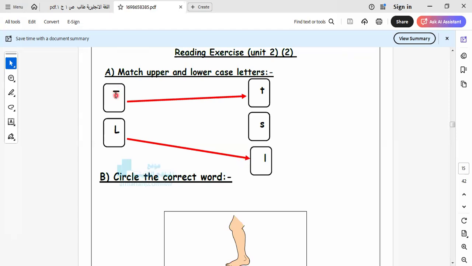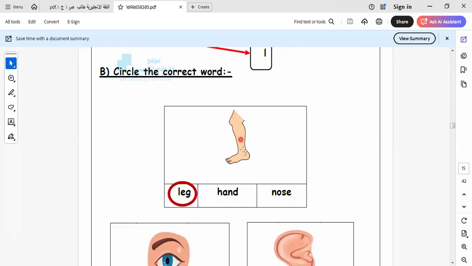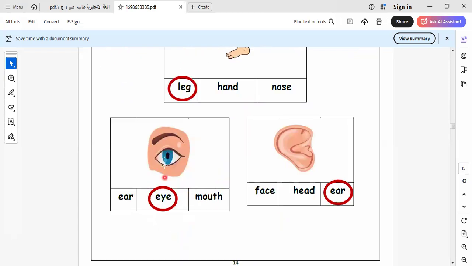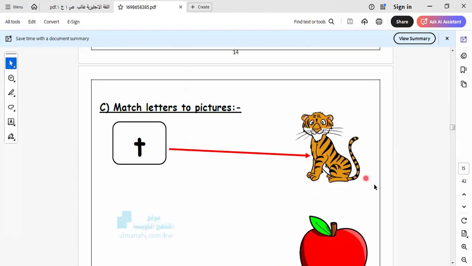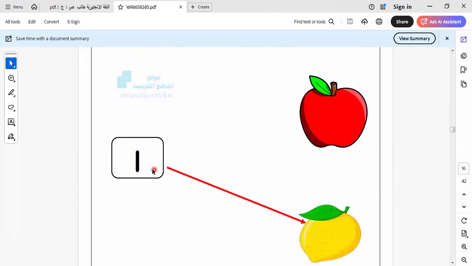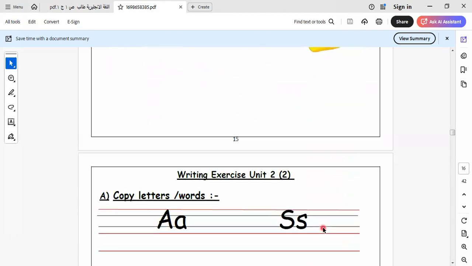Here is capital T and small t. Capital L and small l. What is this? It's leg, so I select this one. It's eye. It's ear. If we have S, we say two eyes, but here I mentioned one eye only and one ear only, so we can't take S. So it will be eye and ear. Let's go to another one. There is tiger. Tiger starts with what? With letter T. Lemon with letter L.